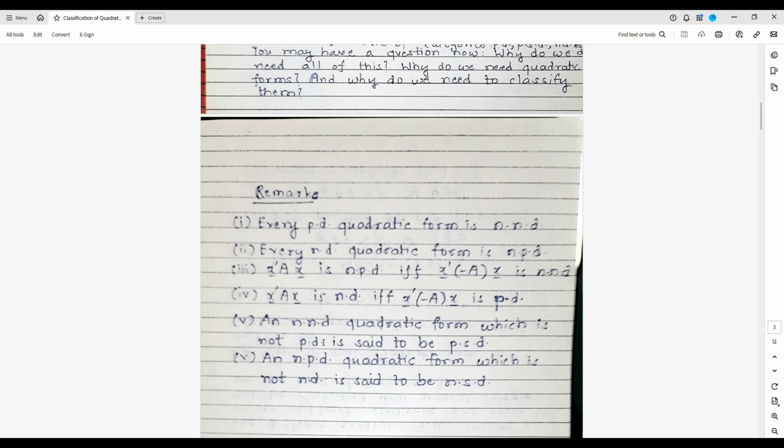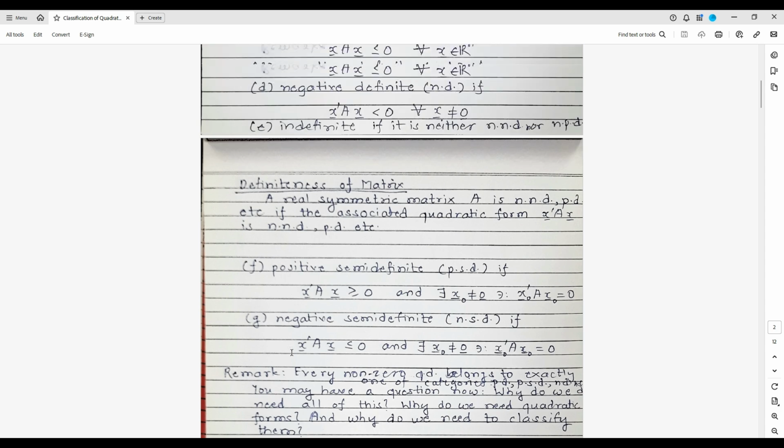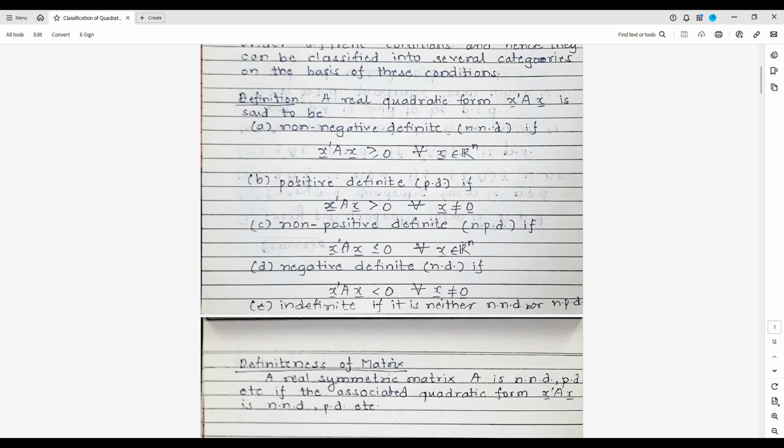This remark is going to help us to understand the relation between different categories of quadratic forms. So when you say a positive definite quadratic form, it automatically fulfills the condition of non-negative definite also. So let us see how. When you say a quadratic form is positive definite, it means x prime Ax is greater than 0 for every x not equal to 0.